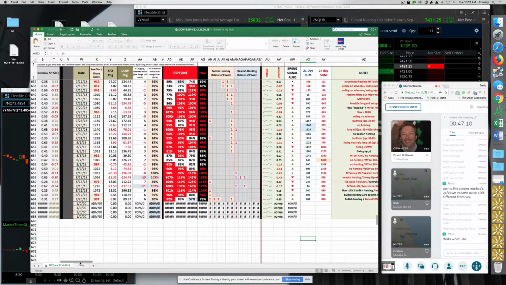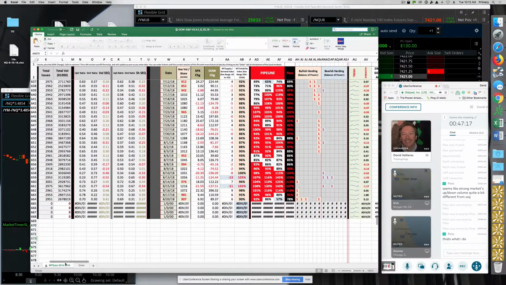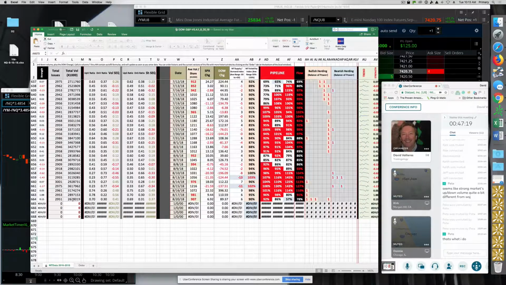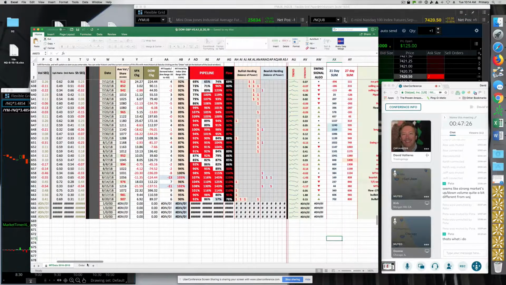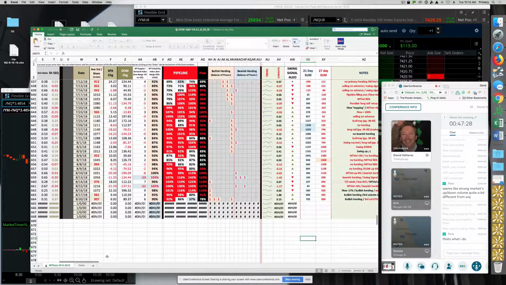The very first column here is the average volume per share. They take the total number of issues and divide it into the total volume, and that gives you this number, the average volume per share. Which is kind of interesting, because during times of high volatility, typically that's over 1.5 million shares a day. Yesterday was very low. The day before that, the average volume per share on the NYSE was very low.